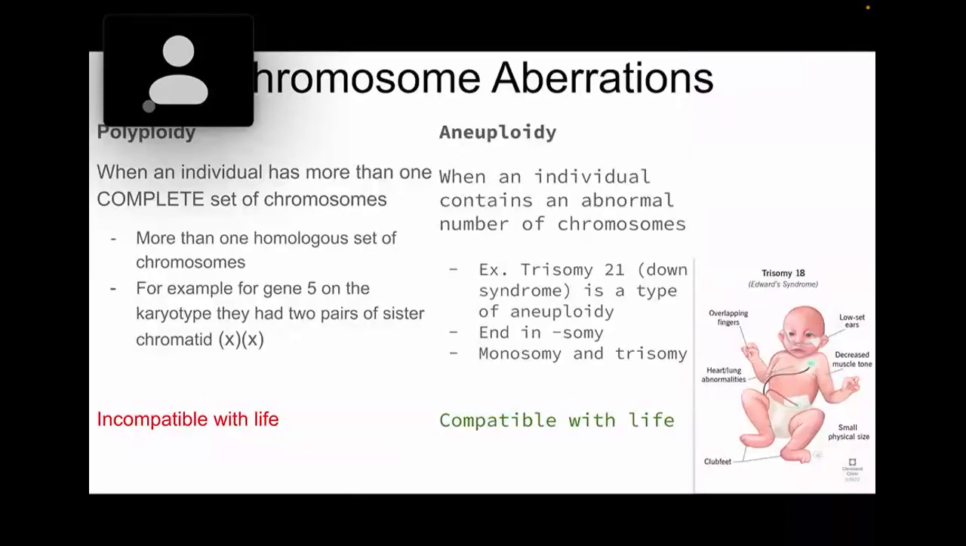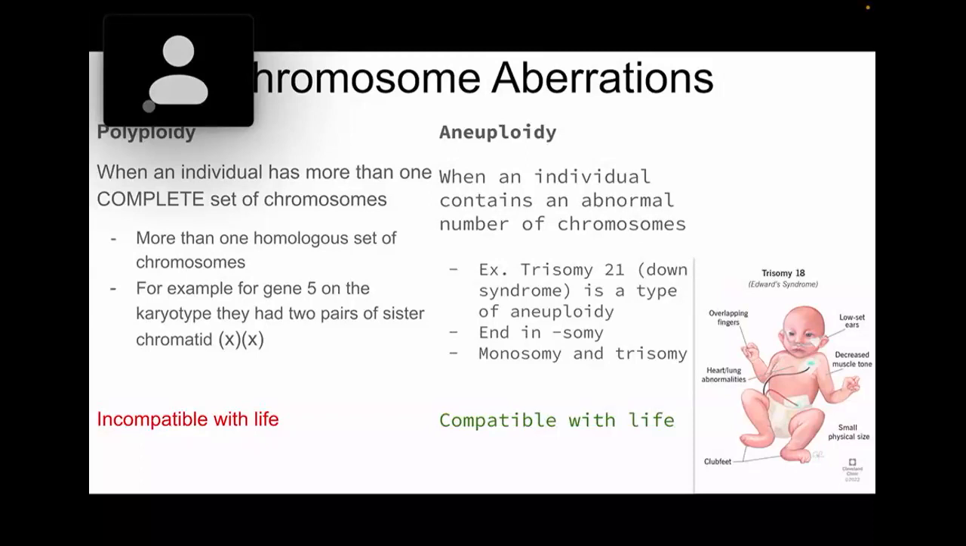A couple of different chromosome aberrations you should know. We're talking about polyploidy versus aneuploidy. Polyploidy is incompatible with life, okay? Meaning they have more than one set of chromosomes. This is an issue because the body is really unable to sustain life. These will often present with stillbirths or abortions later on during pregnancy. They're called spontaneous abortions. They are incompatible with life.